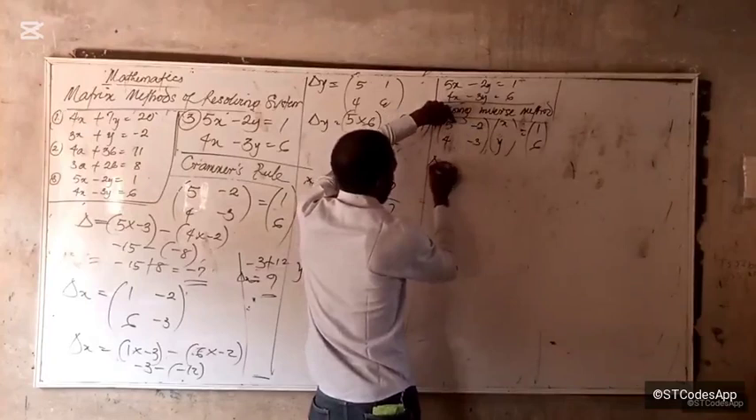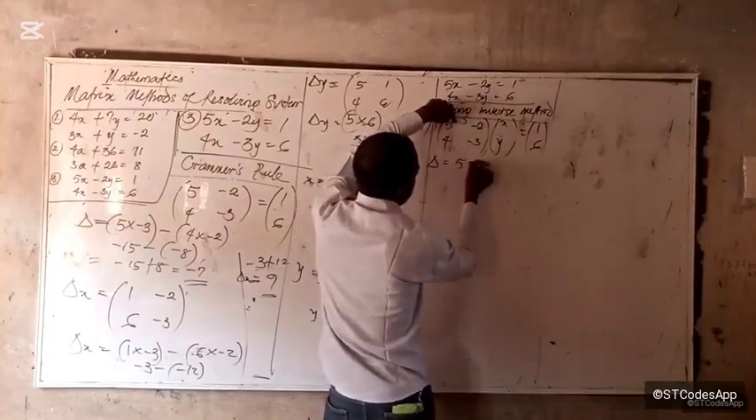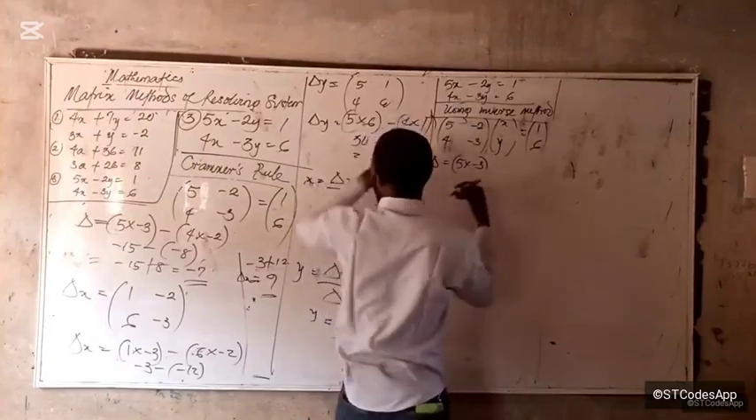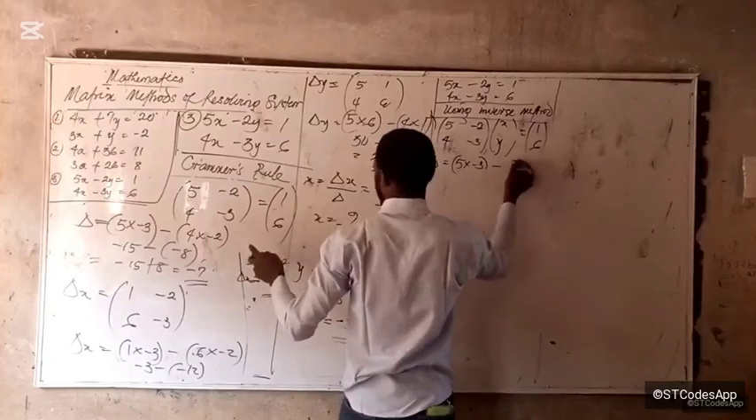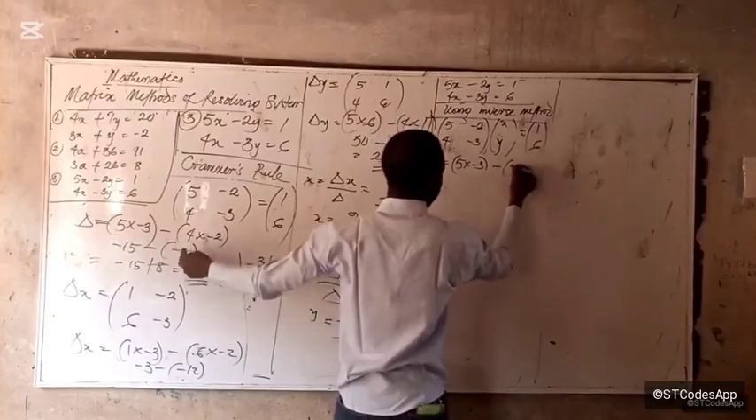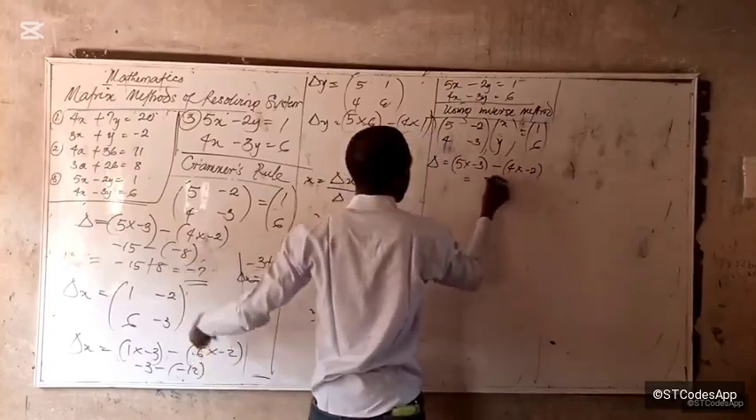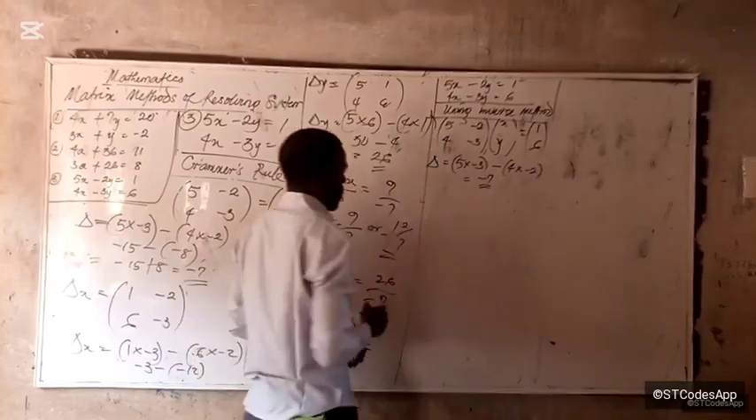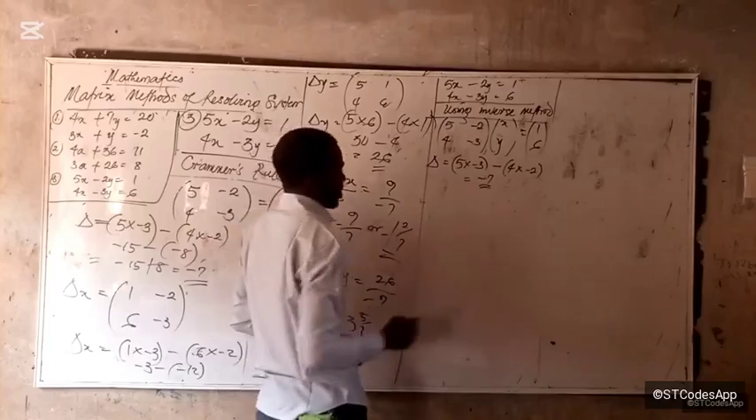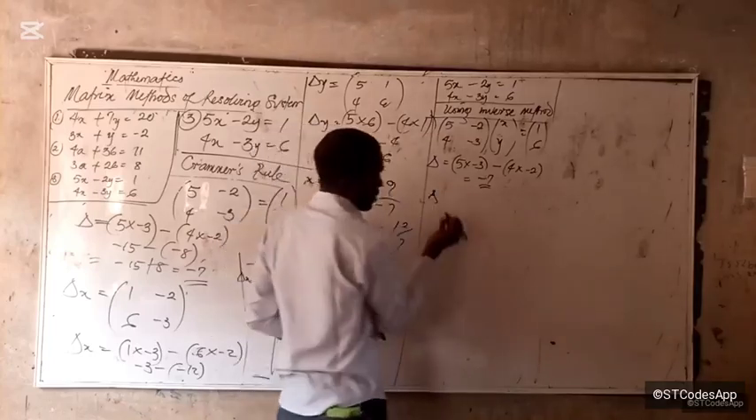So the determinant of this will give us 5 times minus 3. I think we got that here already, right? Then minus 4 times minus 2. So that gives us at the end of the day minus 7. Good. Okay. So we now say that, let's call it A matrix.